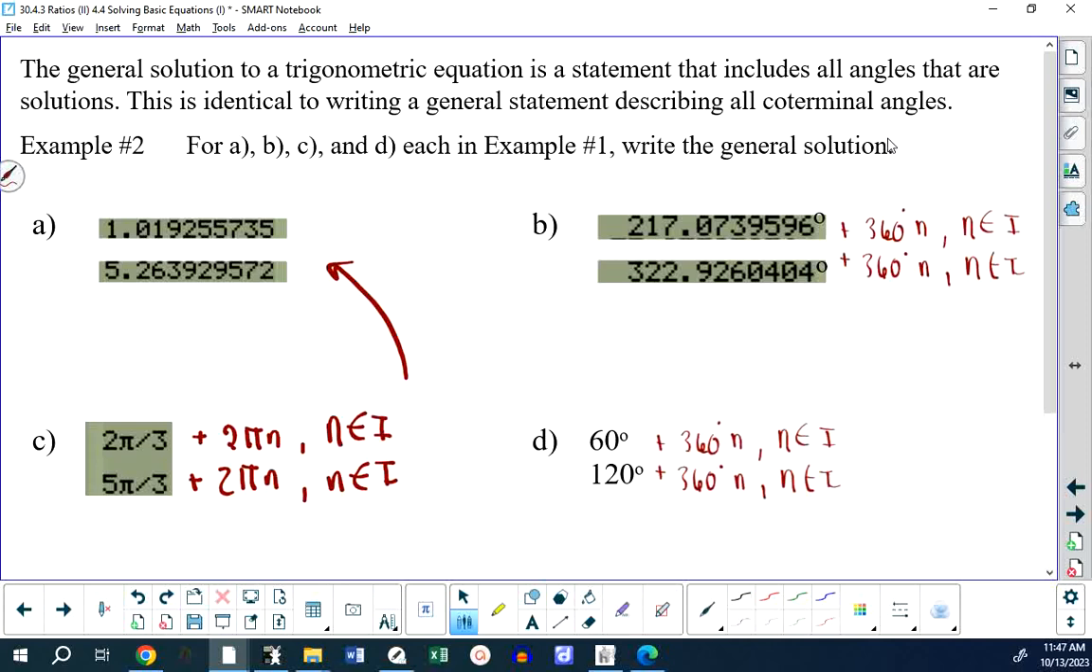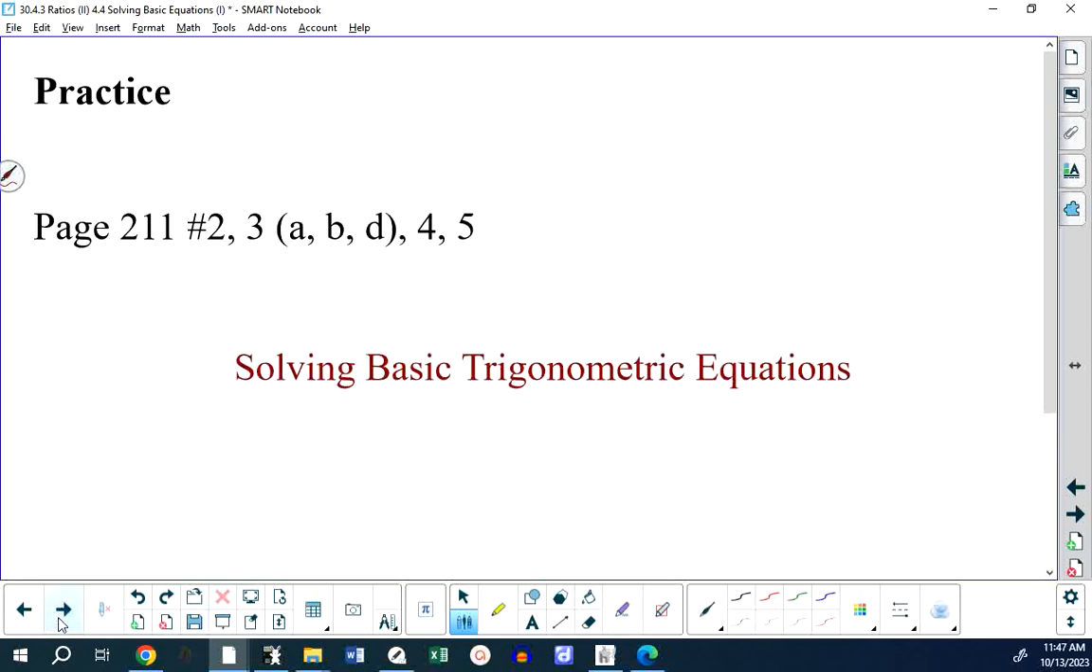Okay. Try to rely on the unit circle if you can, or if you're capable of, and if it's possible. But if the angles are not common angles, you have to go to the calculator. Variety of questions solving what I call basic trigonometric equations.